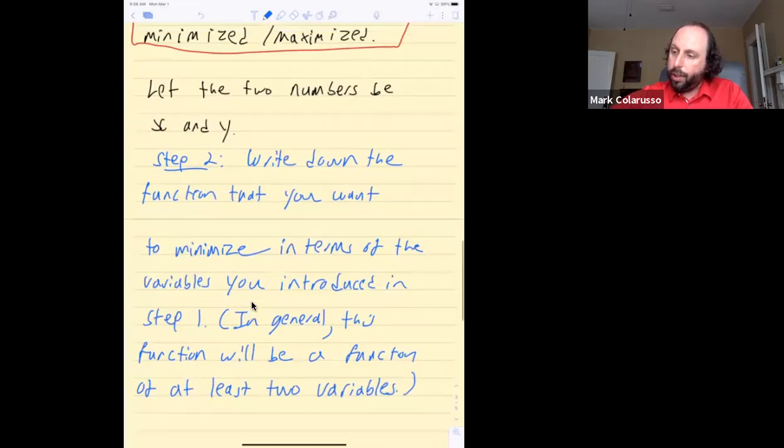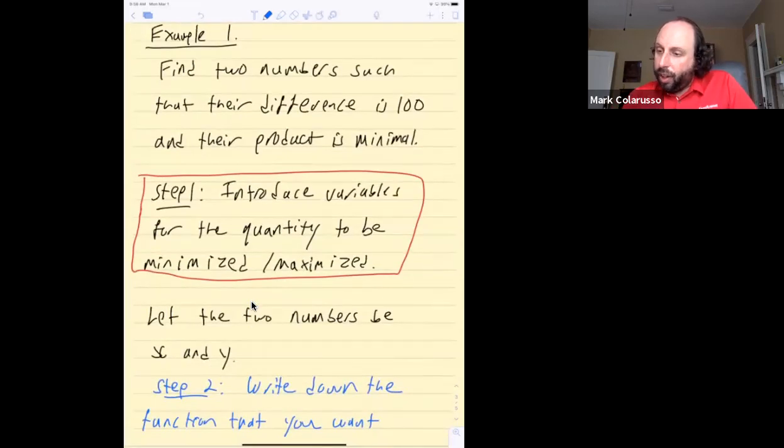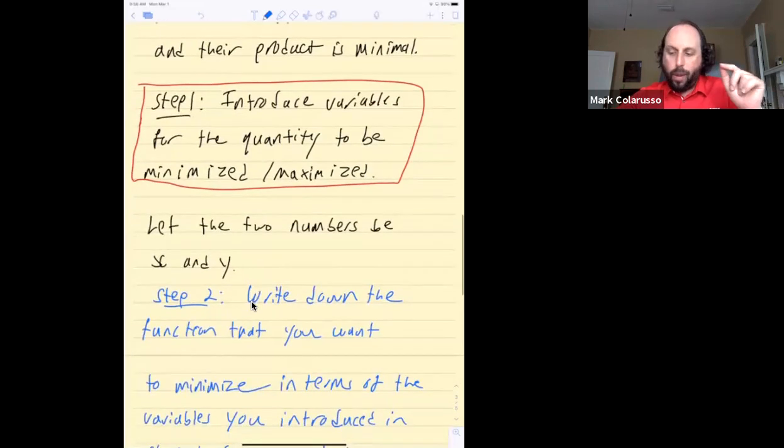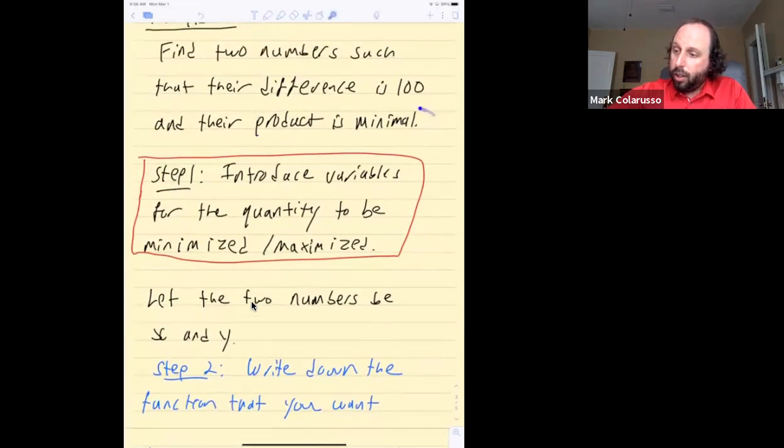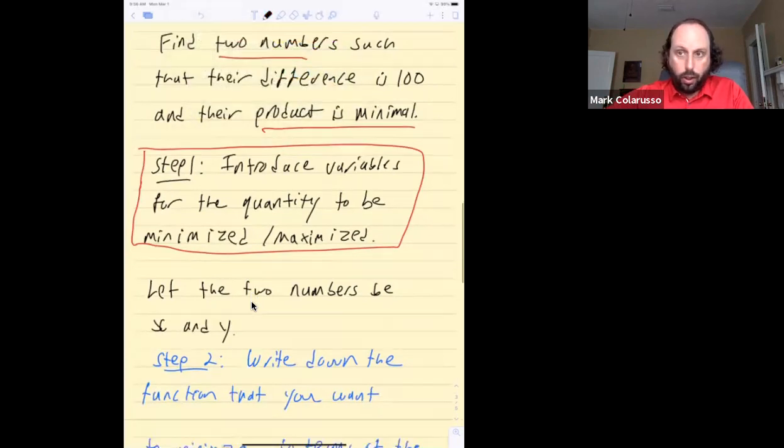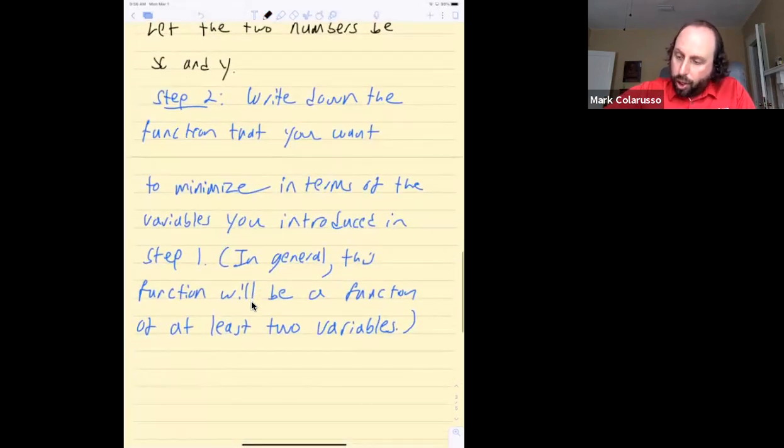Okay, so let's go back up here. Find 2 numbers such that their difference is 100 and their product is minimal. So the 2 numbers, we're calling them x and y. What's the function that we want to minimize? It's their product, right? So we want to minimize the product of these 2 numbers. And sometimes when you read these things, it's nice to highlight what you want to minimize in the question. So the function we want to minimize in terms of the variables we've introduced is the following.